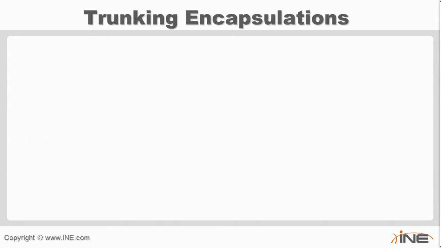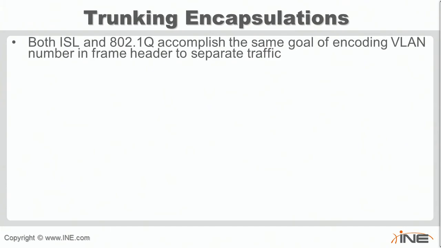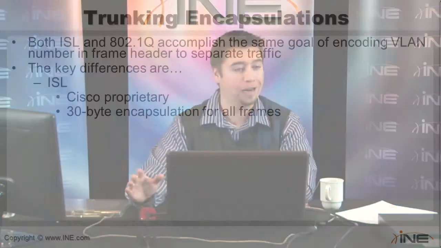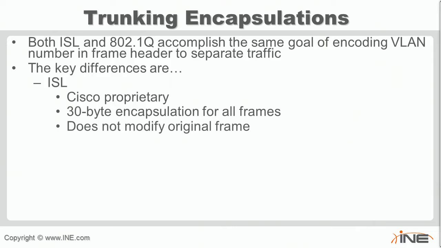Now, the overall design goal of either of these protocols is the same: we're just trying to encode the VLAN number. The main difference is that the first protocol, inter-switch link or ISL, is a Cisco proprietary implementation, where specifically it uses 30 bytes of encapsulation, and it doesn't modify the original frame. So it adds a new header onto the front of it, and it adds a new trailer onto the end of it, which is the frame check sequence for error checking. So it's not changing what's going on inside the original frame.